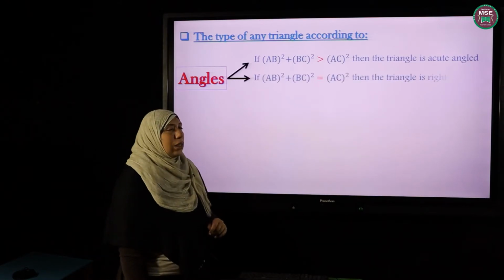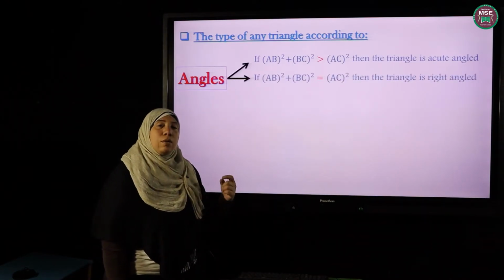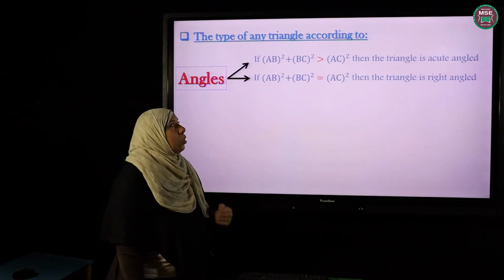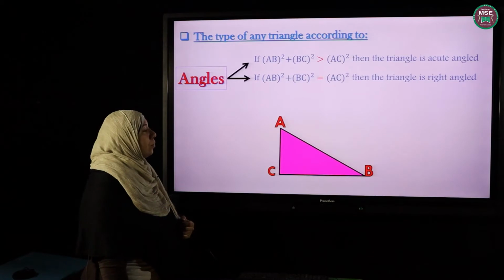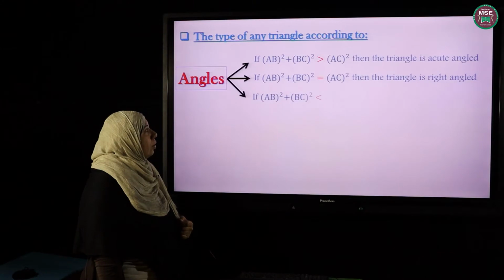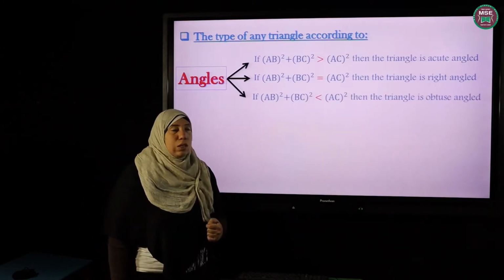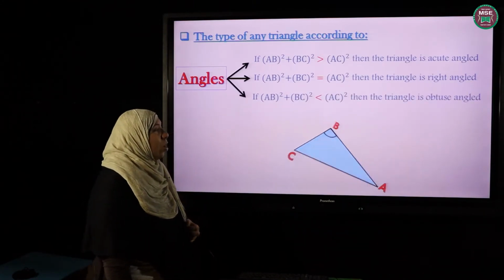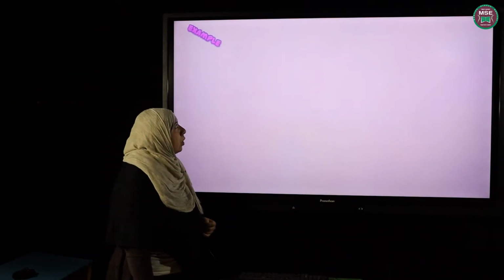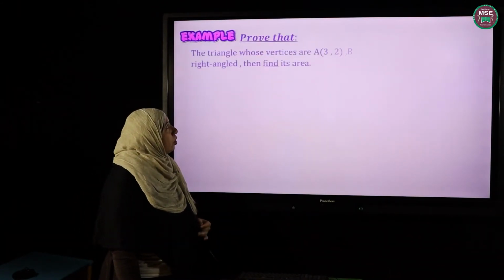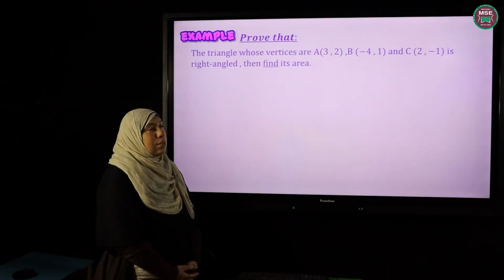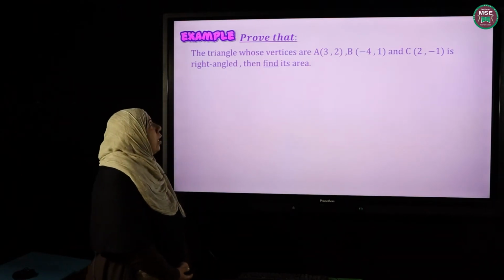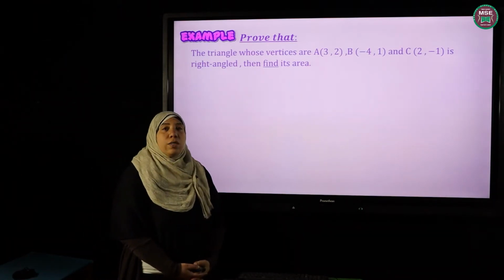And if we found that the sum of the squares of the smaller 2 sides equals AC power 2, the greater side, this is a right angle triangle. And if we found that the sum is smaller than the square of the greater side, this triangle is an obtuse triangle. For example, prove that the triangle whose vertices are A (3, 2), B (negative 4, 1), C (2, negative 1) is a right angle triangle and find its area.